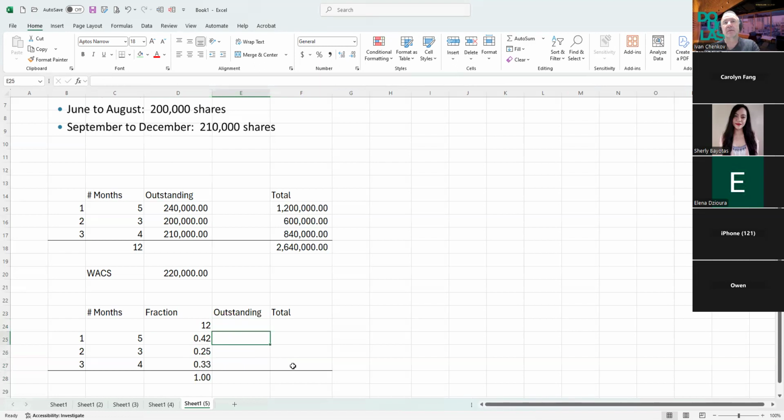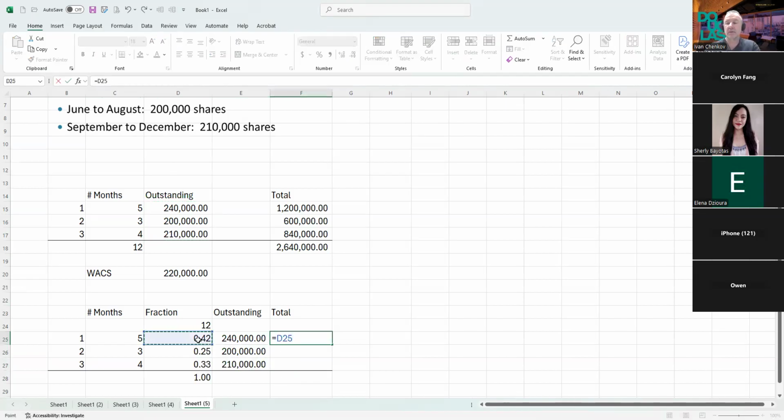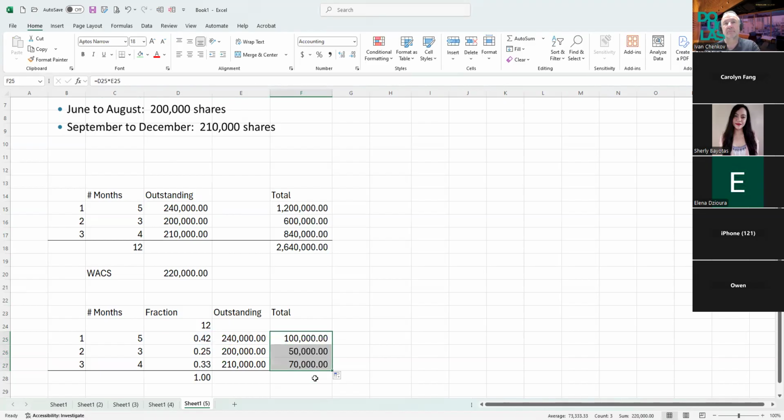So the next thing is to get the number outstanding. And the last thing is to do the calculation. This one times that one, and get all the totals. Calculate the bottom, and you're going to get the same number. Make sense?